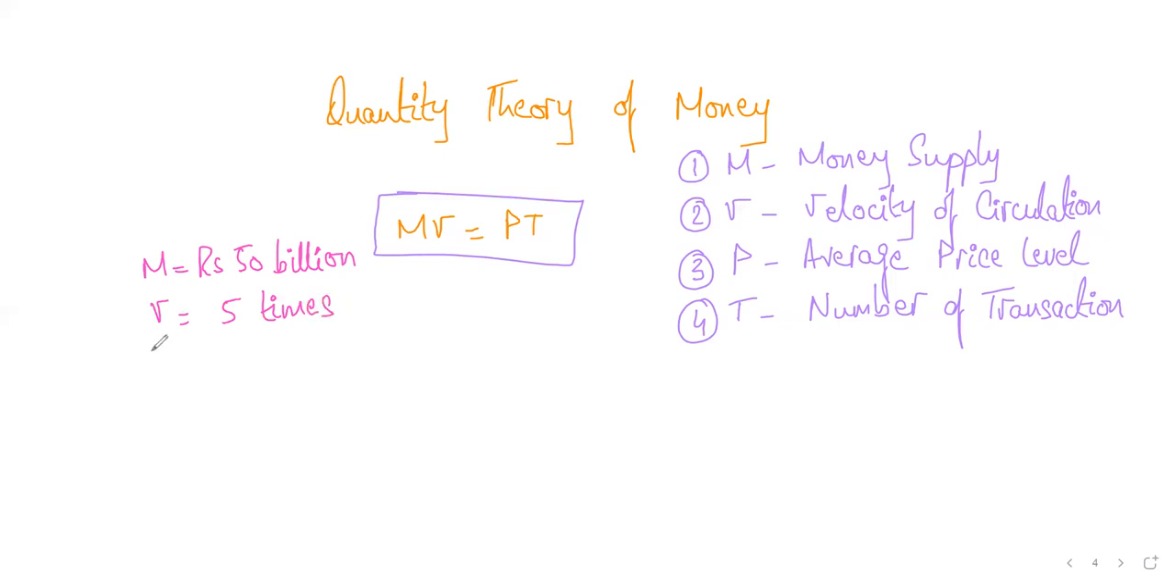Then you have P, the price level. So let's say a typical good in Pakistan is 500 rupees, like averaging the prices of all the goods. It is not showing you the price of one particular product, it's showing you the average price for all goods and services that are produced in Pakistan, 500 rupees. And how many transactions take place in Pakistan during 1 year? Let's say 100 billion.